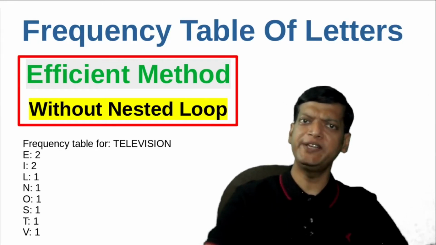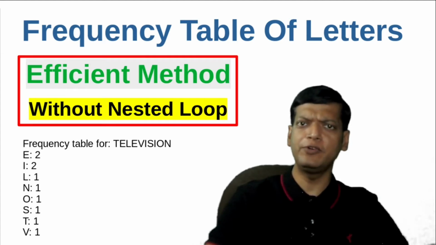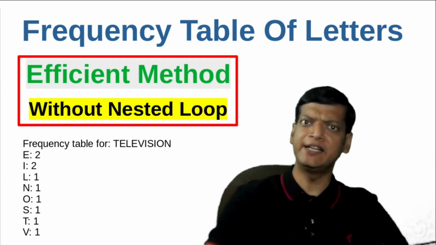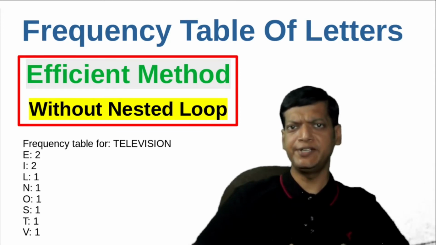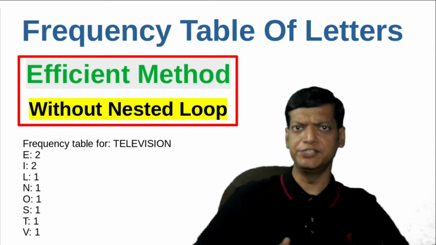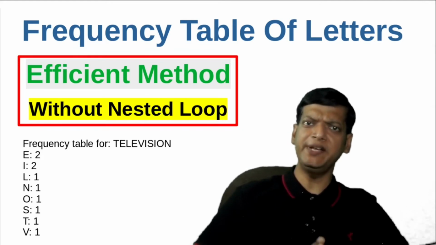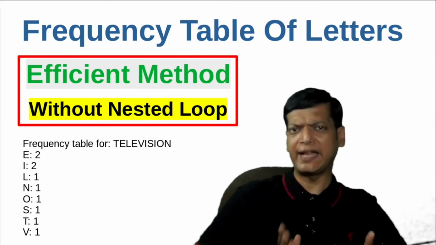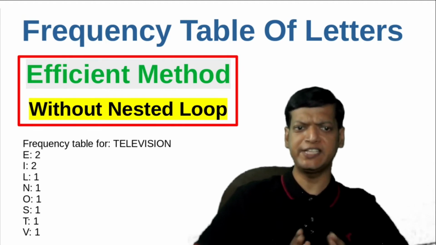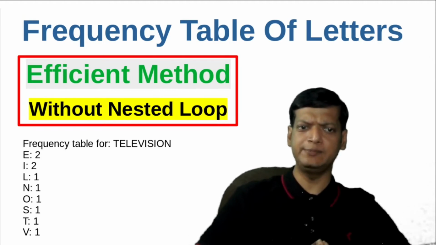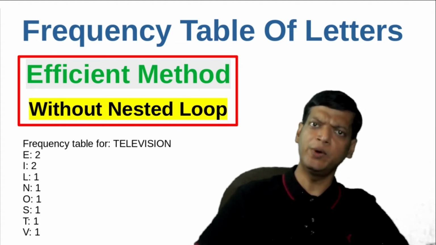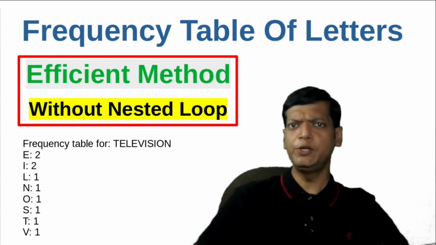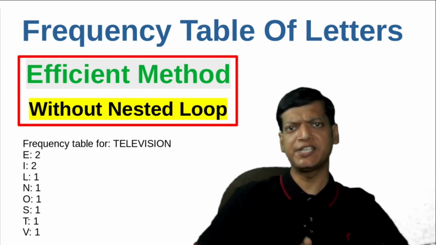Today we'll see how we can generate a frequency table of letters in a string in an efficient manner. The objective is to take a string, like in this example I've taken television, and then display how many times each letter or alphabet is occurring. In this example, E is occurring 2 times, I is occurring 2 times, and the rest of the characters are occurring 1 time. Another thing is we don't want to display the characters which are occurring 0 times.